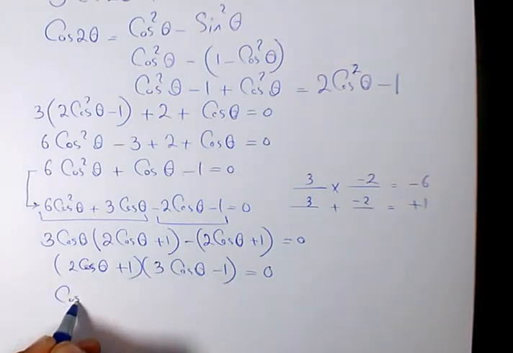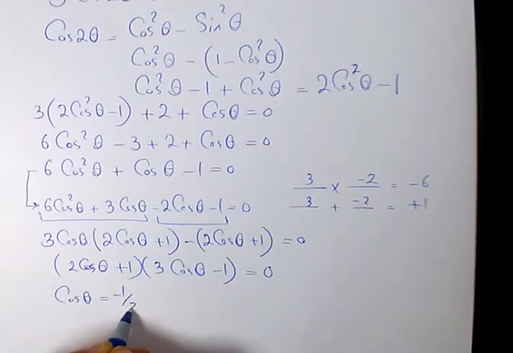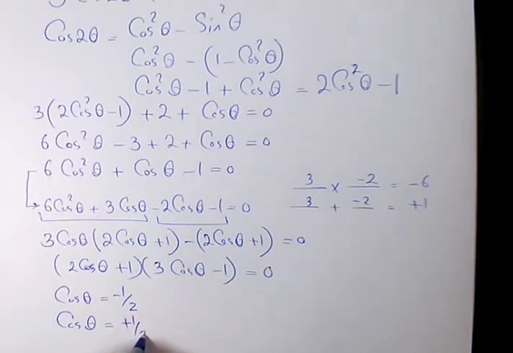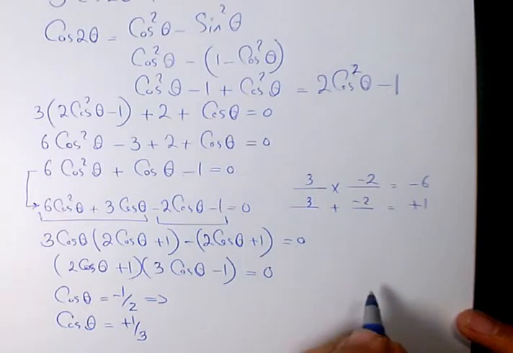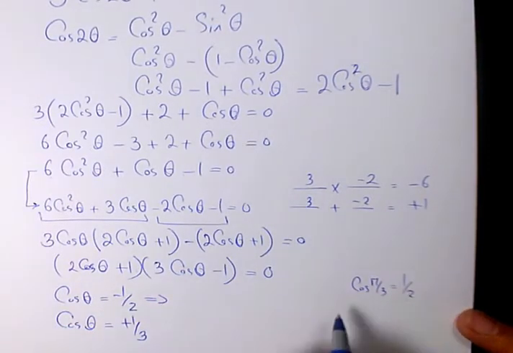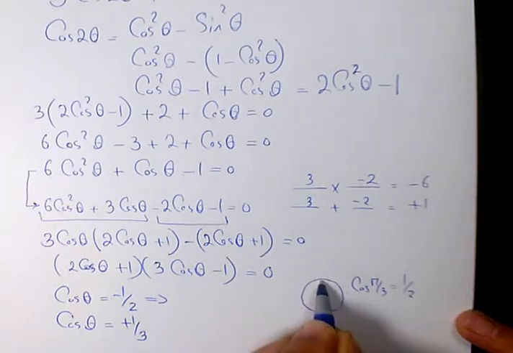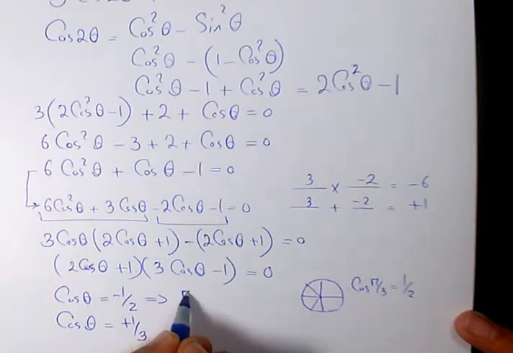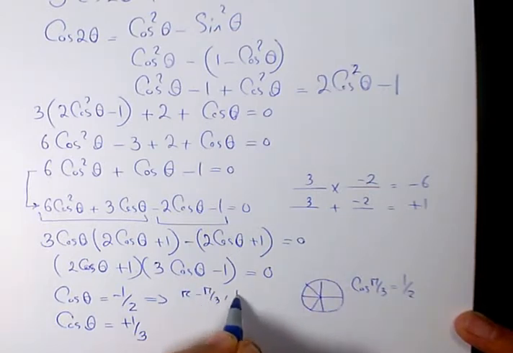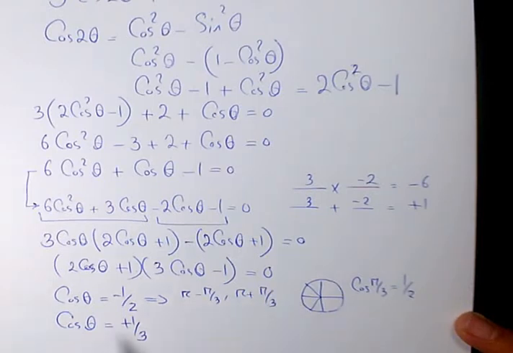So one answer is going to be cosine theta equals negative half. The other one, cosine theta equals positive 1 over 3. So cosine theta is negative half. We know cosine pi over 3 is 1 over 2. And based on the CAST rule, since cosine is negative in quadrants 2 and 3, the answer is going to be pi minus pi over 3 and pi plus pi over 3.